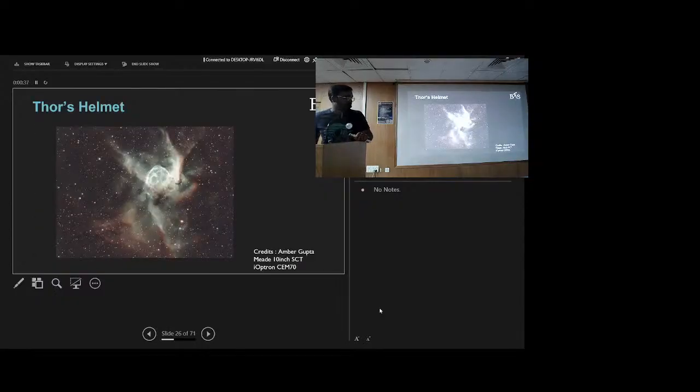So this was taken by Amber. This is called Thor's Helmet. Like, it looks like a helmet, right? If not, you still have to say yes, it looks like a helmet.